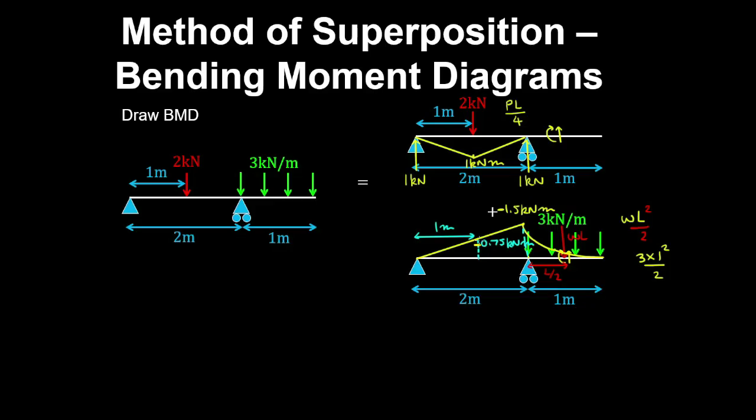And if we superimpose these two cases, at the point load, we have a bending moment of 1 minus 0.75, which is 0.25 kilonewton meters. And at the roller, we have 0 minus 1.5, so that will be minus 1.5 kilonewton meters. And we can see that the bending moment is piecewise linear here when we superimpose these two bending moment diagrams. And then the bending moment diagram is parabolic on the overhang, so it looks something like this.